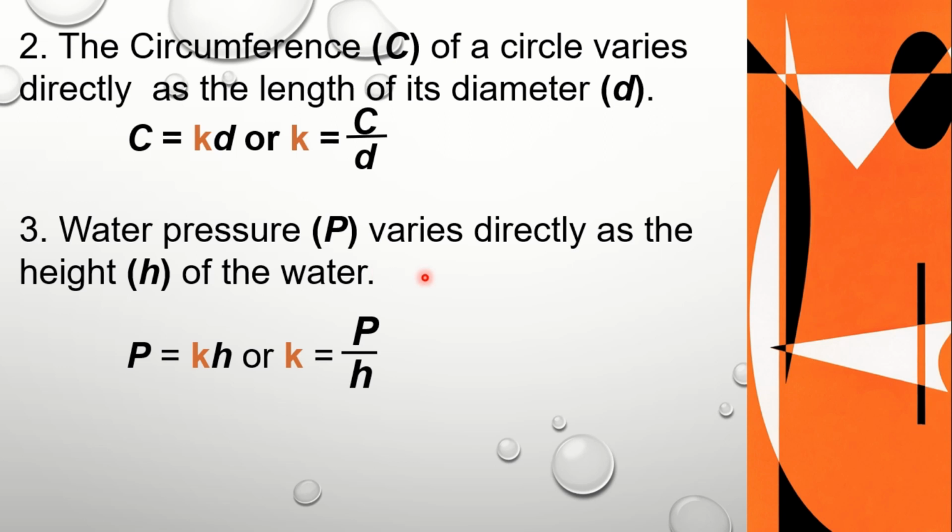3. Water pressure varies directly as the height of the water. So we have the two quantities, P for the water pressure and H for the height of the water. So we write P is equal to k times H, or k is equal to P over H.